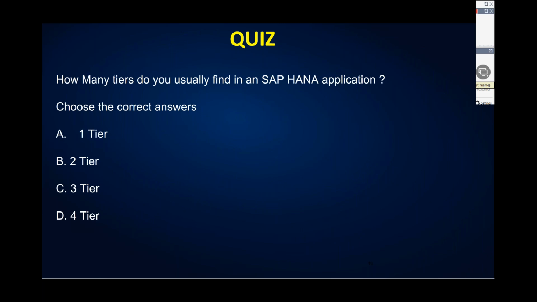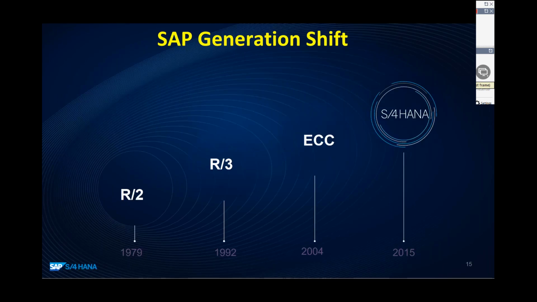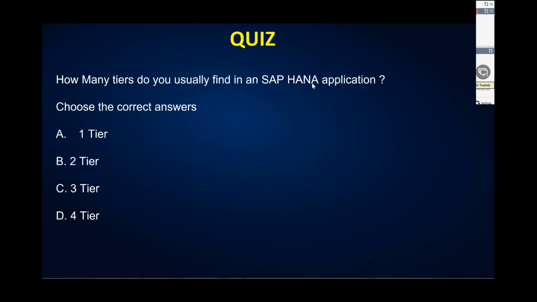Because you are not asking any question, let me ask questions to you, to check based on your understanding and knowledge. You need to answer through your chat window or the question window by typing. We have discussed the R2 system and R3 system, which are different tier systems. R2 is a two-tier system, R3 is a three-tier system. What do you think the SAP S4HANA application is: a one-tier, two-tier, three-tier, or four-tier application?